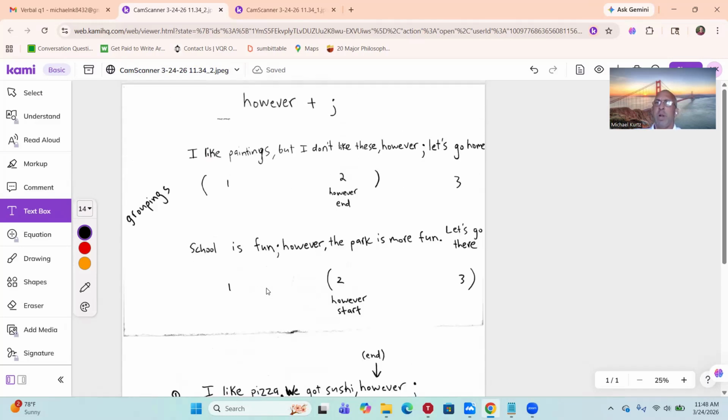The next thing I want to talk about for however is groupings. Groupings. What do you think I mean when I say groupings, Brett? You can look at my diagram here. Exactly. The setup generally tends to have 3 sentences.